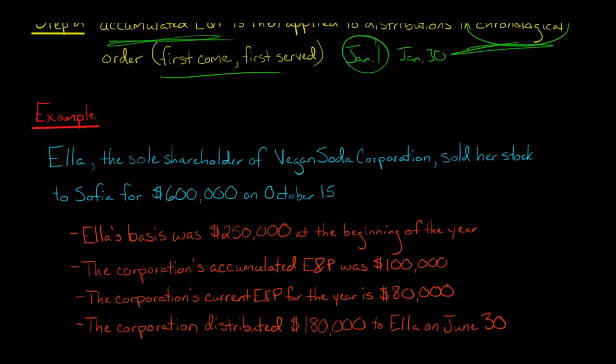And then I've got a little more info here to spice this up. So let's say that Ella's basis at the beginning of the year was $250,000. Okay, we're going to calculate a capital gain on her sale. I'm going to do the distributions and stuff too, but I just really want a nice meaty problem here for you. So now we've got the corporation's accumulated E&P, which was $100,000, and then the current E&P for the year is $80,000. So that's the E&P. We've got accumulated of 100, current of 80.